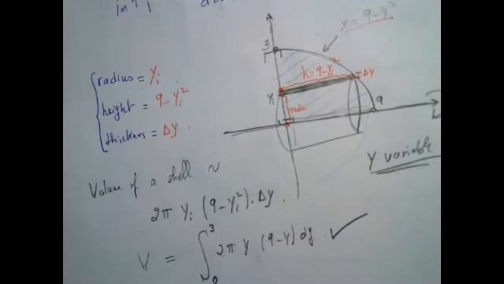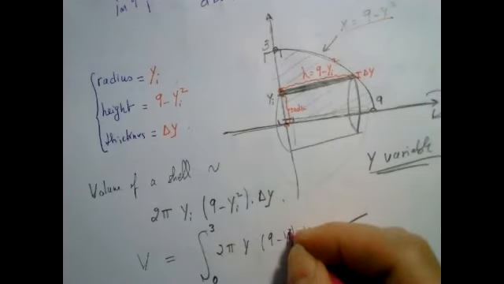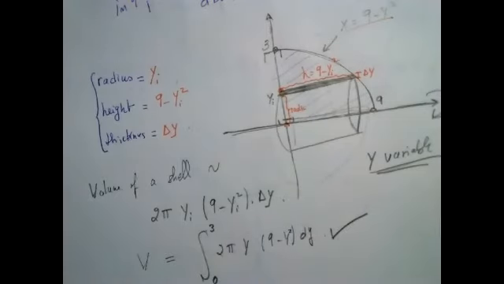Is it 9 minus y squared or 9 minus y? What did I write? Oh no, absolutely y squared. No, I'm not going to change anything.